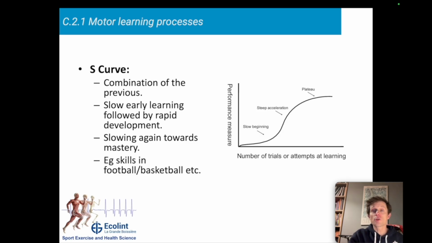That plateau might be broken by, for example, a growth spurt, where we rapidly increase the muscle mass of our body. And that might mean that we can then go back to a period of rapid improvement. This is how we acquire skills in reality. It's much rarer to exhibit just a single positive or negatively accelerated curve.